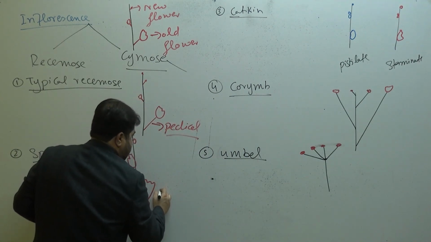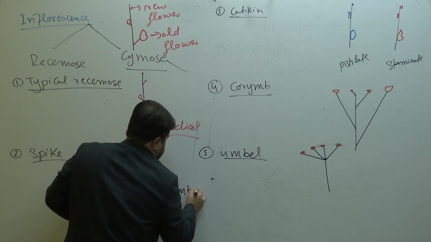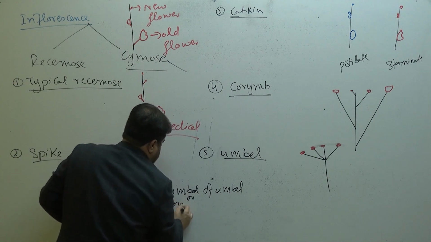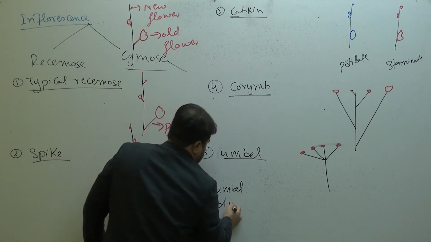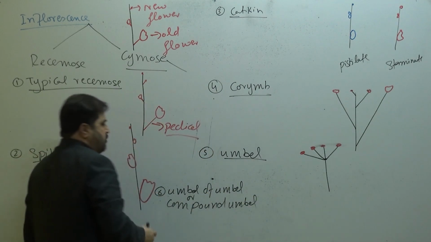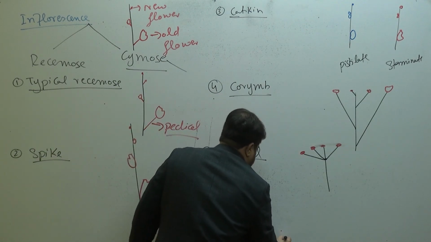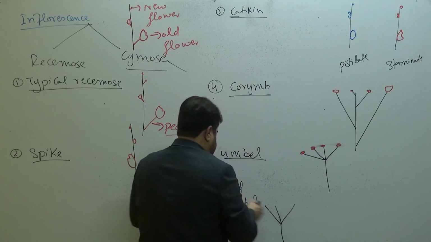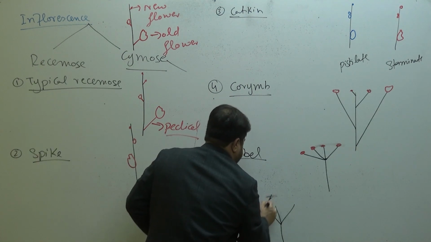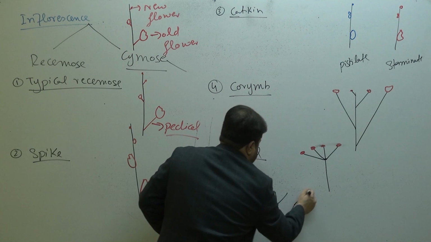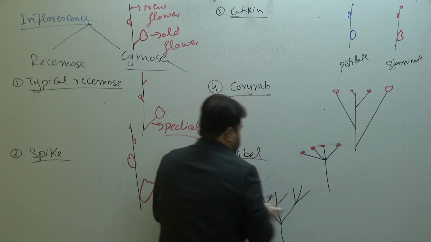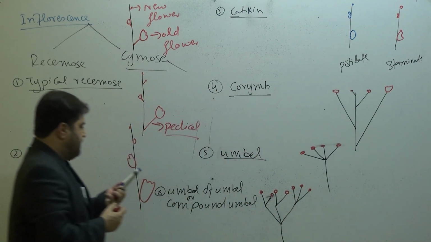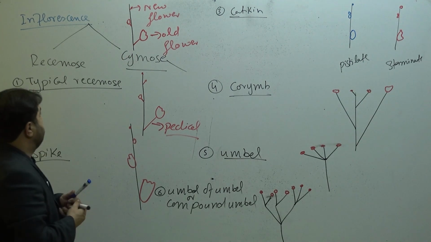The sixth one is called umbel of umbel, also called compound umbel. It is a group of umbels. It means there are a lot of flowers, a branch of flowers, present on the same branch, but the pedicels are of equal length. That's called umbel of umbel or compound umbel.